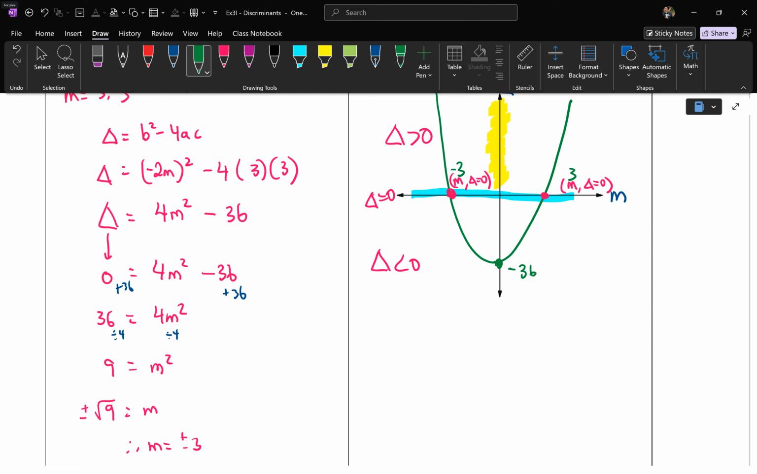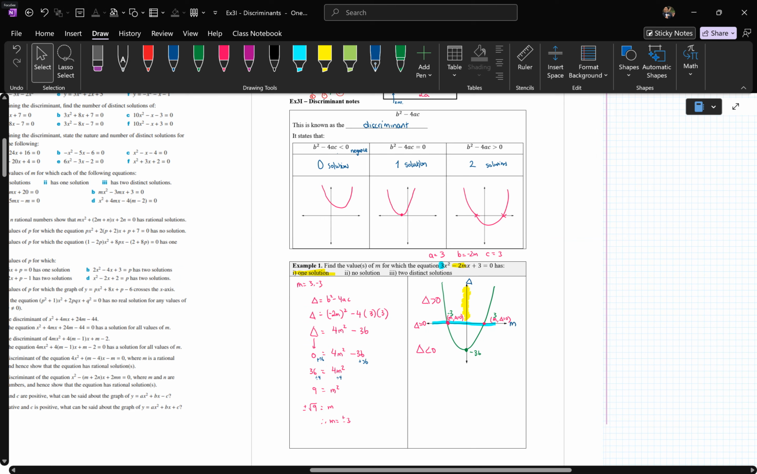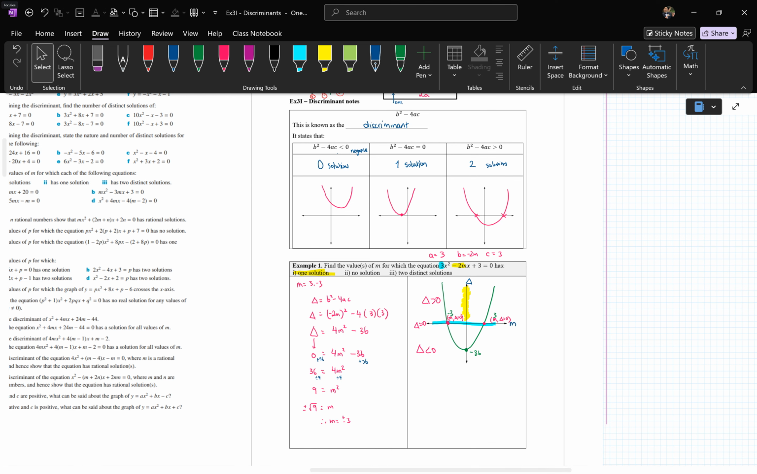So on the graph, these 2 points, when m is negative 3 and 3, it will have only one solution. How did I know that? Because the discriminant I know is going to equal to 0. And if the discriminant equals 0, you zoom back out and you think about your x-intercept formula, quadratic formula. If it's going to equal to 0, plus or minus the root of 0 is going to give you only one solution.